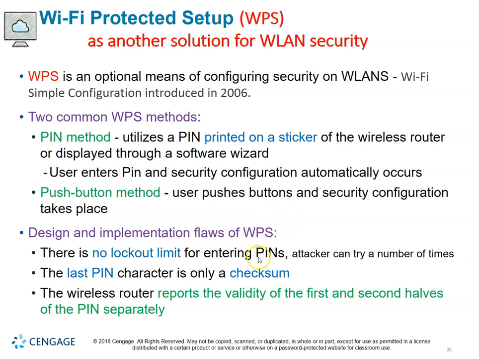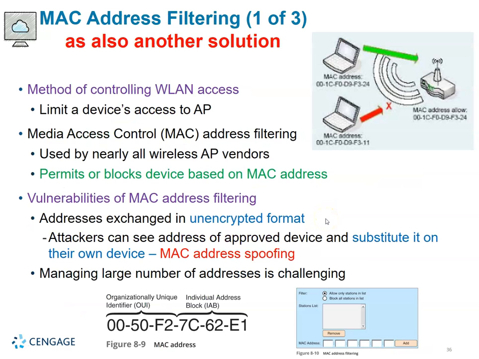So what are the problems with this? Well, there's no lockout time for entering the PINs, so that allows an attacker to just keep trying, a brute force attack. And the last PIN character is not part of the PIN, it's really only a checksum, so you're not getting the full usefulness of that length of PIN. The wireless router reports the validity of the first and second halves of the PIN separately. It is also considered an implementation flaw for Wi-Fi Protected Setup.